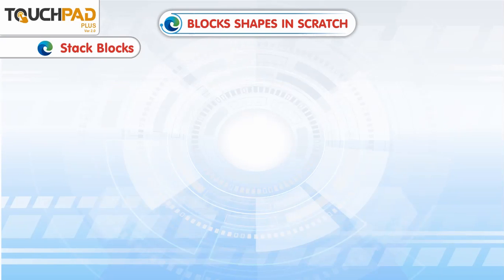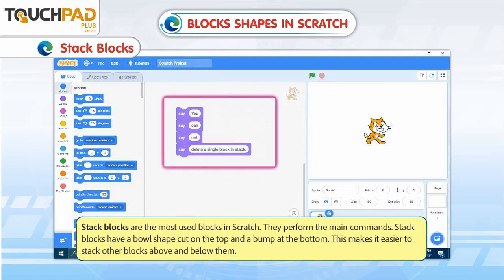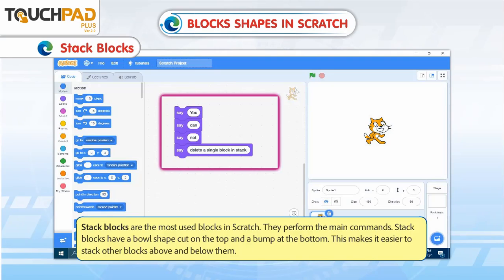Stack blocks. Stack blocks are the most used blocks in Scratch. They perform the main commands. Stack blocks have a bowl-shaped cut on the top and a bump at the bottom. This makes it easier to stack other blocks above and below them.